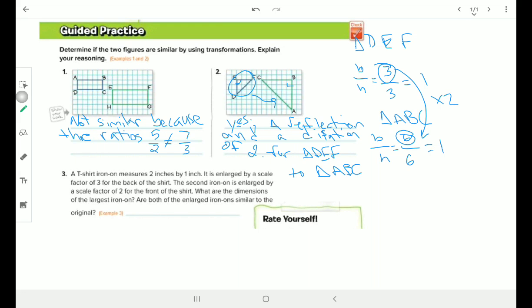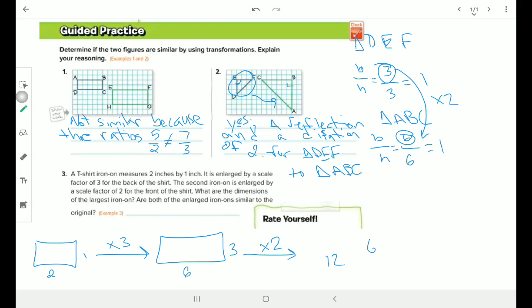And my last one is a word problem here. It says a t-shirt iron-on measures 2 inches by 1 inch. And if you want to, just go ahead and draw a shape here, 2 by 1. It is enlarged by a scale factor of 3 for the back of the t-shirt. So if it's enlarged by a scale factor of 3, we just got to multiply everything by 3, right? So now my new shape is going to be 6 by 3. And then it's enlarged by a scale factor of 2. So now we got to multiply this shape by 2. So this is going to be 12 by 6.